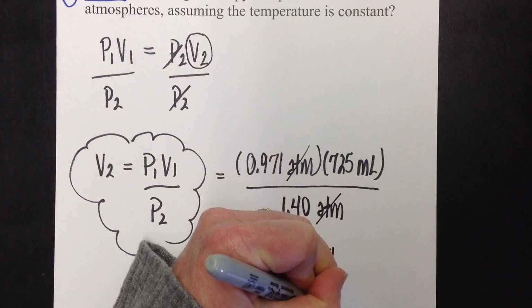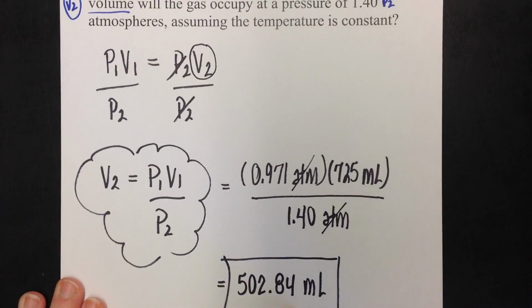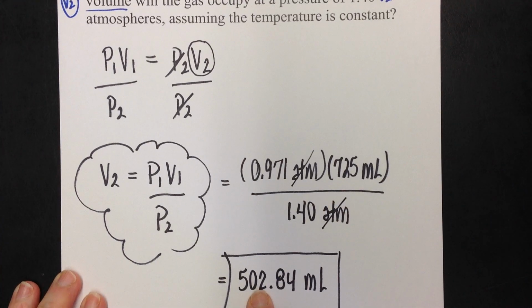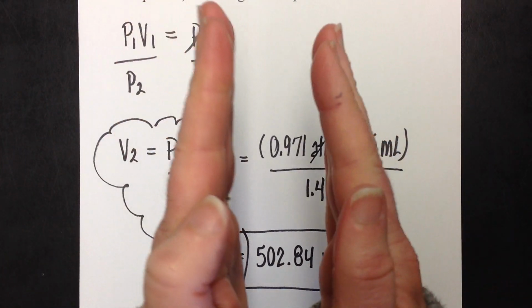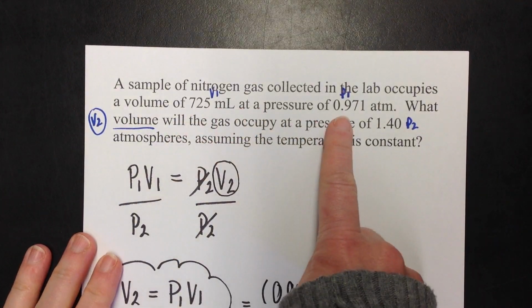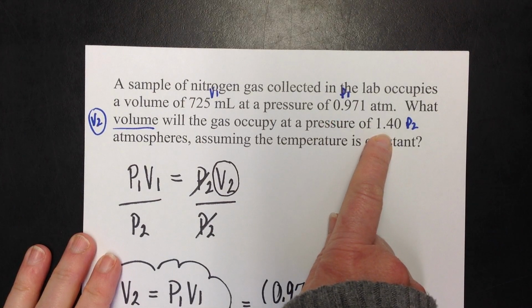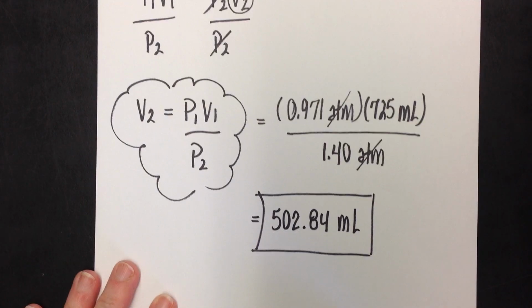All right, let's ask ourselves if that answer makes sense. So it looks like my volume went from 725 milliliters down to 502. If the volume got smaller, that would only happen if the pressure got larger. And the pressure did go from 0.971 to 1.4. So the pressure went up, so it makes sense that the volume went down.